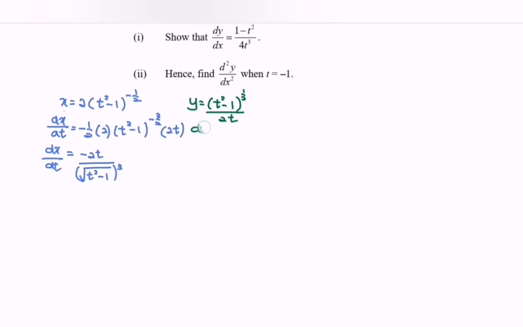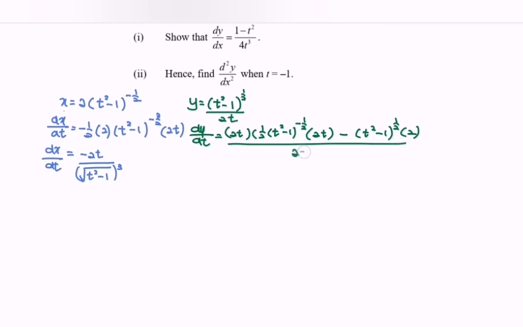Differentiate. We have dy/dt, making use of the quotient rule: 2t, differentiate the u, where we have 1/2 (t squared minus 1)^(-1/2), focusing on the internal function, so we have 2t, minus (t squared minus 1)^(1/2), differentiate the 2t, and we have the value 2, over (2t) squared. Can you simplify the expression?